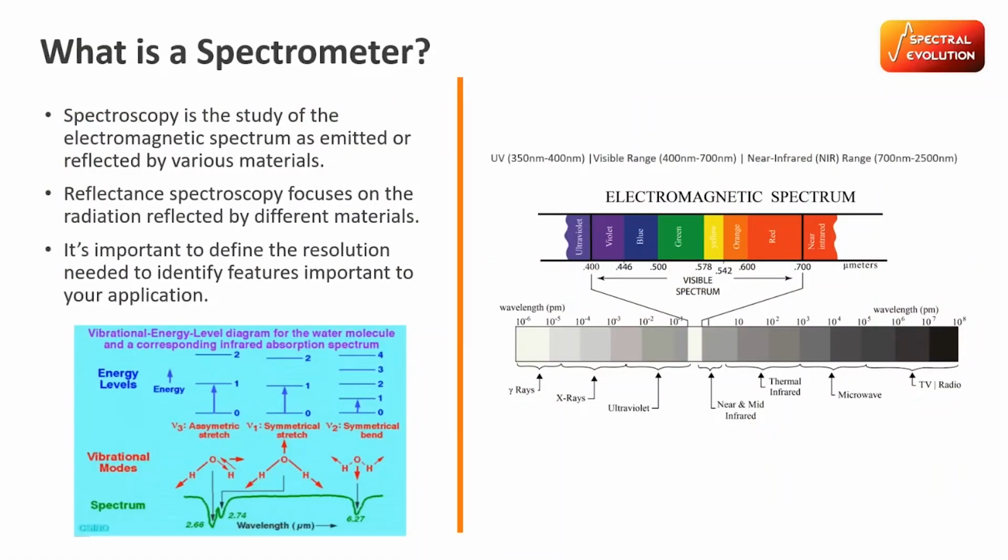So the first thing I want to do is introduce what a spectrometer is and how it works. A spectrometer or spectroscopy is the study of the electromagnetic spectrum as emitted or reflected by various materials. The electromagnetic spectrum is a representation of electromagnetic radiation, and they're defined by their wavelength. A reflectance measurement directly relates to the material's chemical structures and bonds, and our spectrometers typically are full range from 350 nanometers to 2500 nanometers.